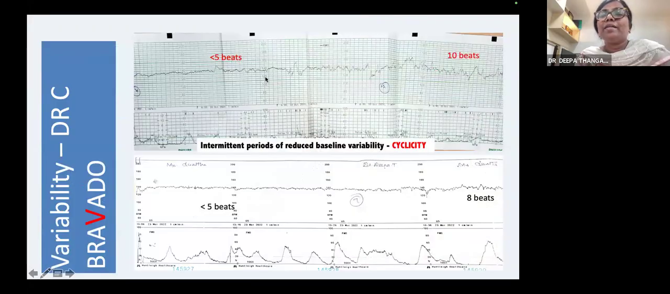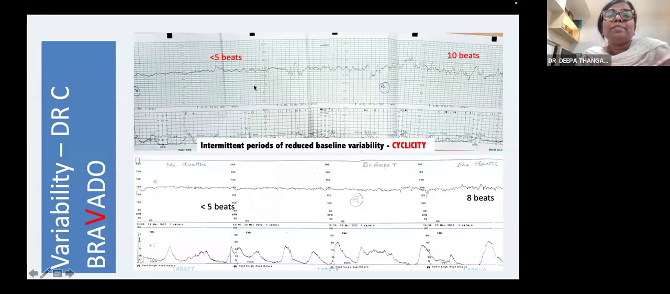This is what I am referring to as cyclicity. In the same CTGs, this part is less than 5 beats and towards the end it's more than 10 beats. Here also, at least 5 beats, and towards the end it's more than 8 beats. So both the CTGs are normal. This is an active sleep-wake cycle.